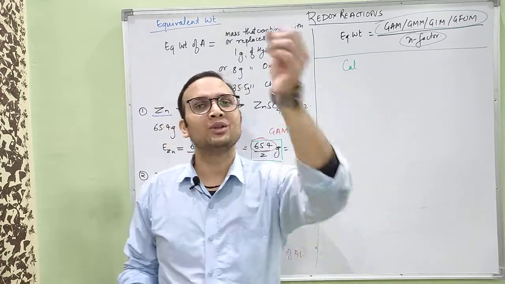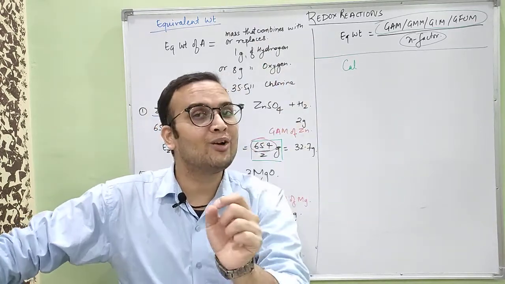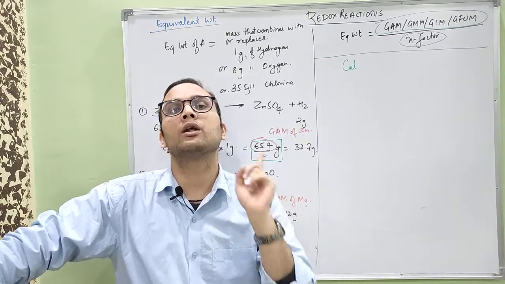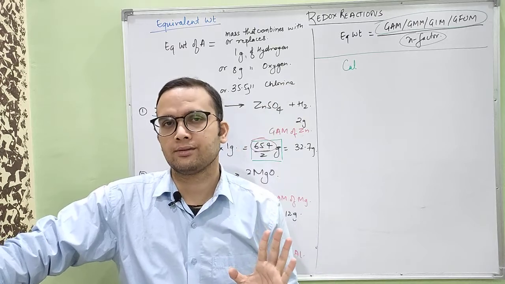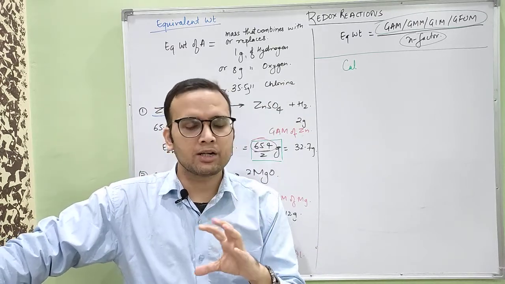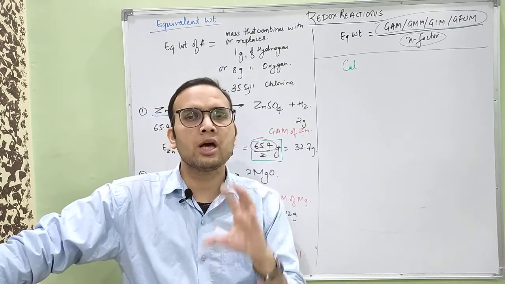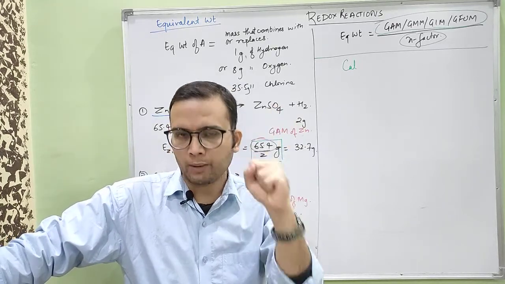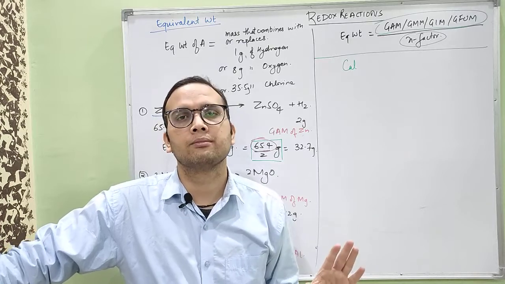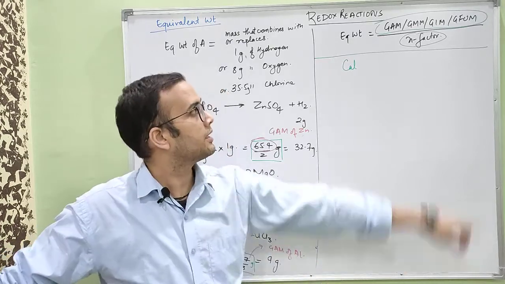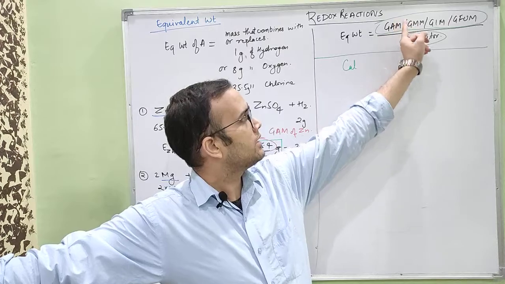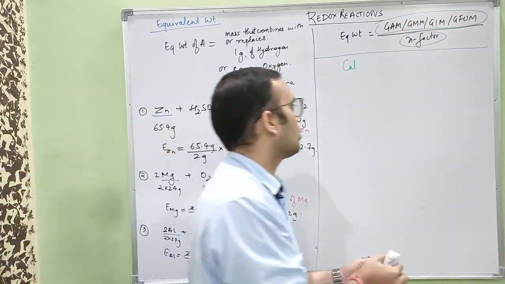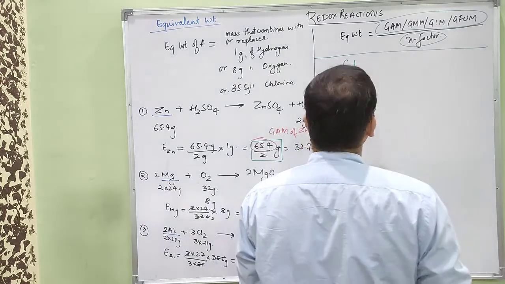If we are able to calculate equivalent weight, we will be able to calculate equivalence and we will be able to use the law of equivalence. Got it? It seems a little difficult to understand at first, but once you get the grip of it, like for example POAC, then everything is done. So equivalent weight is this. Now we need to find ways to calculate n factor. So we are going to talk about that now.